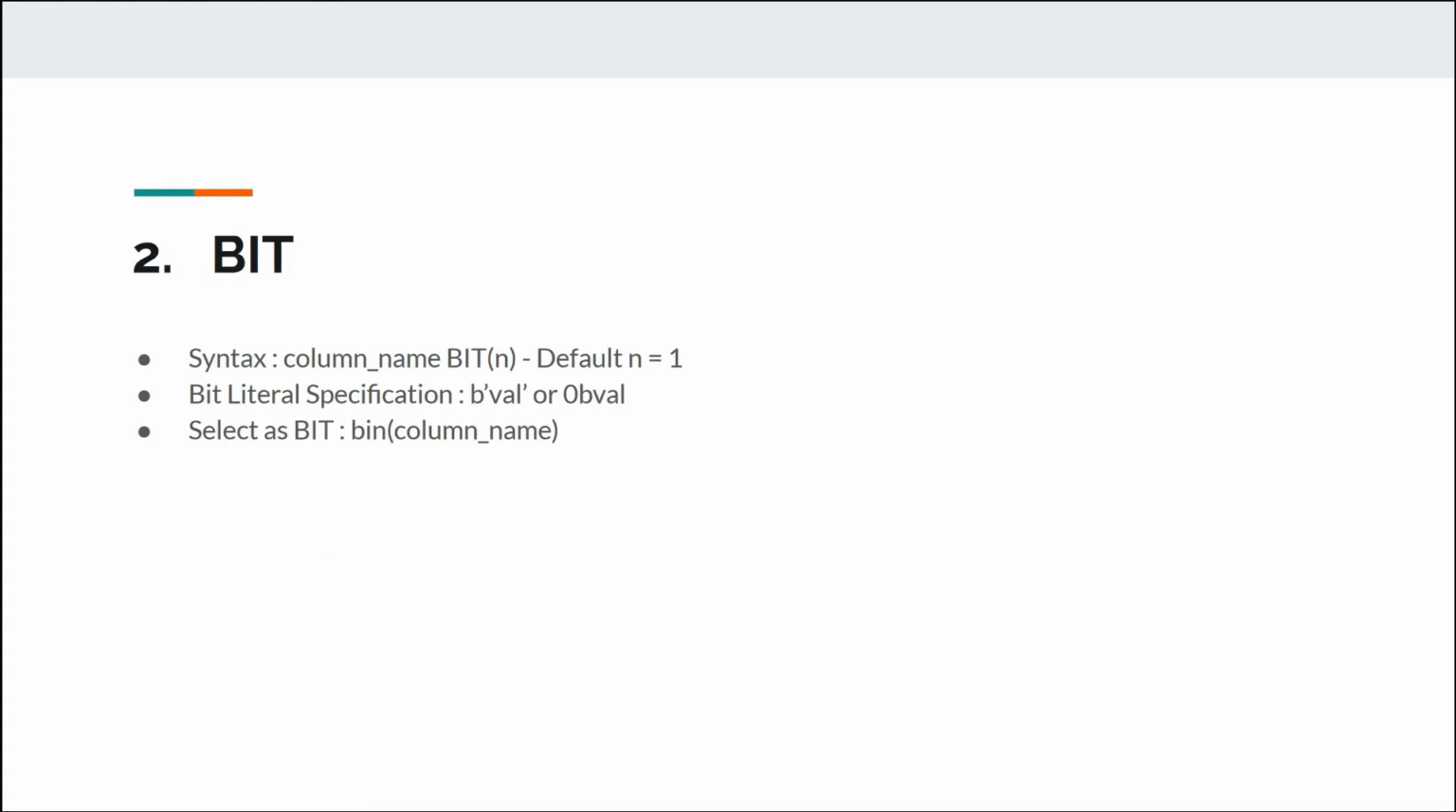Bit data types. You can also store data as bit. Now what is a bit data type? Bits are like the basic unit of storage. Whether you have an image, a text, a number, or a video, that is all stored in your computer as bits.